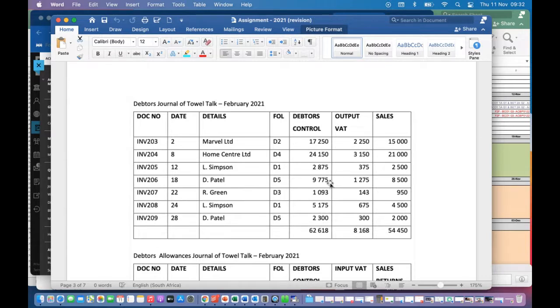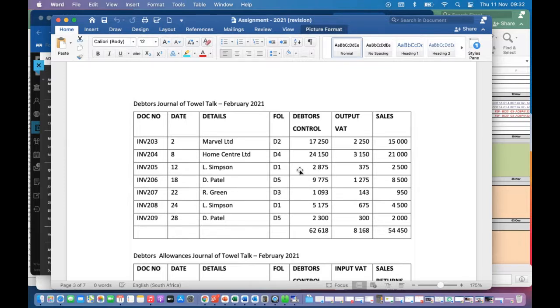Okay. Now I know we wrote exams. Yeah, we wrote exams. We didn't write them online. We wrote them in this semester. Okay, so this stuff should have even been more fresh for you guys. Okay. So anyway, we get to the debtor's journal. We look for L. Simpson. So since there's a 2,875 there, we know that we now also need to include that in his individual account.